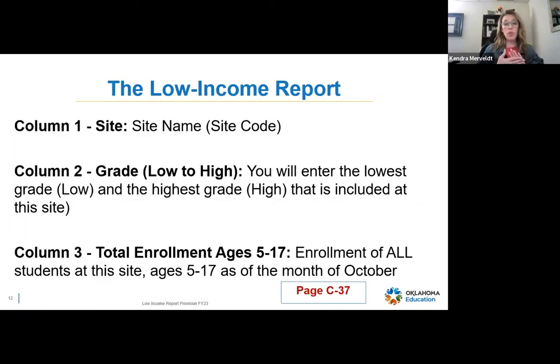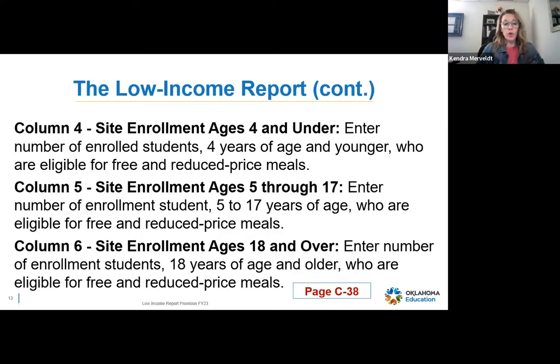So again, I went through the columns, and you're going to get these slides. Column 1 is the site name. In column 2, you enter the lowest grade at that site and then the highest grade at that site. Column 3 is your total enrollment of ages 5 through 17, as of October 1st. Now, columns 4, 5, and 6 are of those enrolled at your district: those that are 4 and under, 5 through 17, and 18 and over. You should be able to get that information from your student information system.